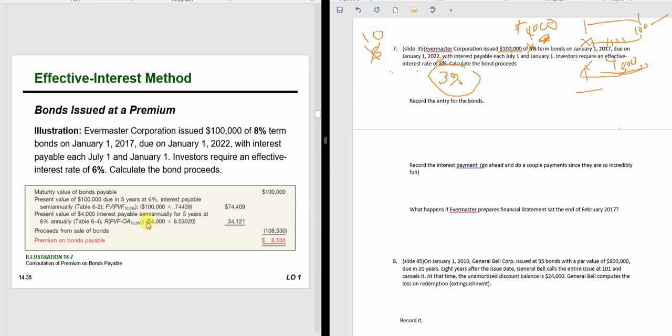And look at your present value of annuity table. 4,000 times 10 periods, 3% on the annuity is that factor. I add them together and I get cash of that. So that's my bonds payable, that's my cash. Let's go make your entry.